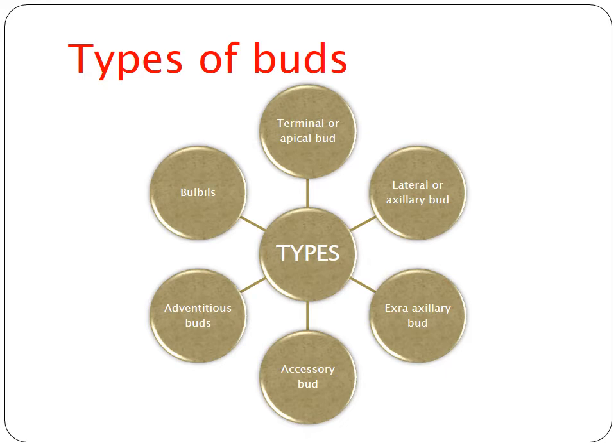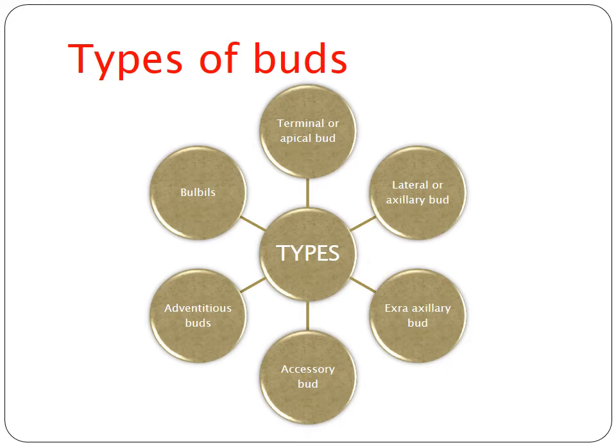Then the fourth one is accessory bud. An extra bud on either side or above the axillary bud. So an extra bud on either side or above the axillary bud. The examples of accessory bud are citrus and Daruderma. So citrus is the example for accessory bud.